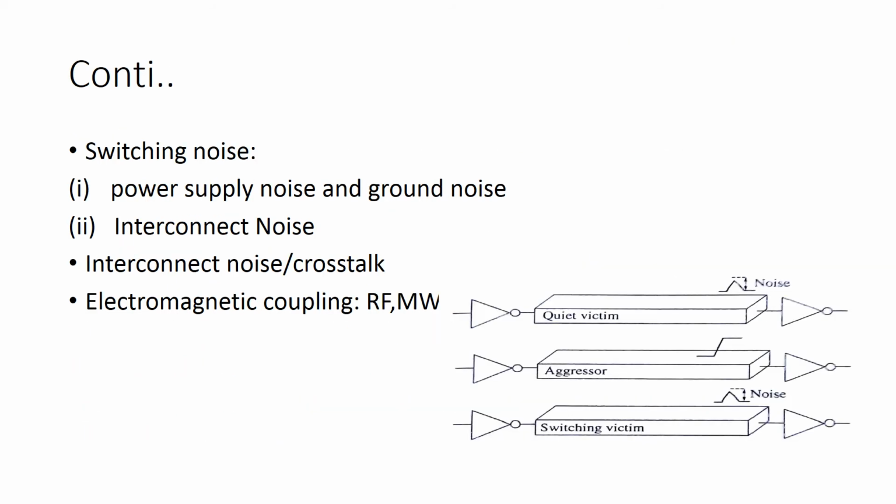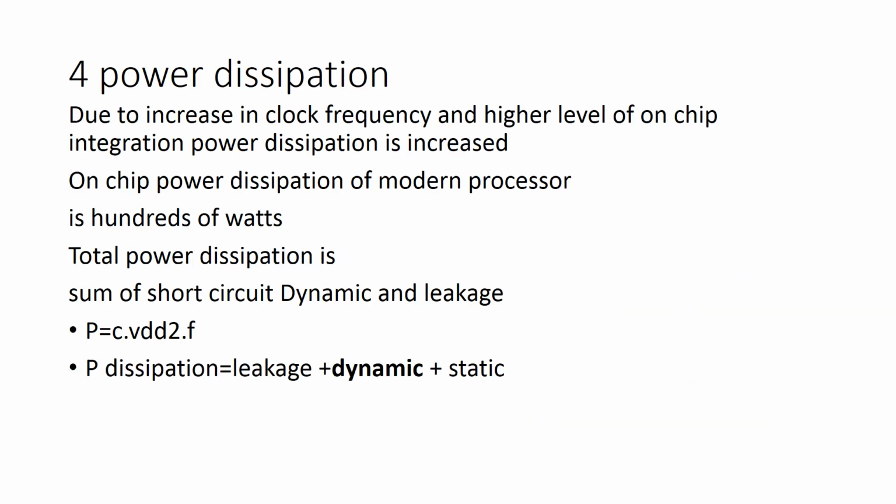So two types of noise are there whenever a signal is traveling. One is power supply noise and ground noise, and another is interconnect noise. Interconnect noise is crosstalk and electromagnetic coupling, that is RF and microwave coupling. And power supply noise is, as I told you, di/dt noise that will give undershoot and overshoot to the signal, and another is IR drop. So these are all the noises which are affecting the signals. We should design such that we can minimize these noises.